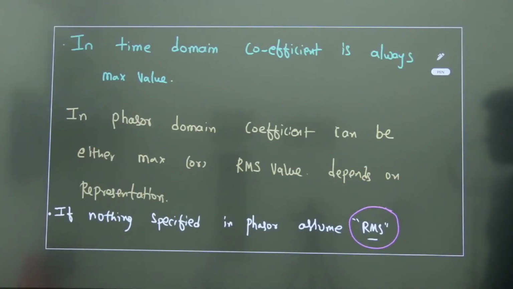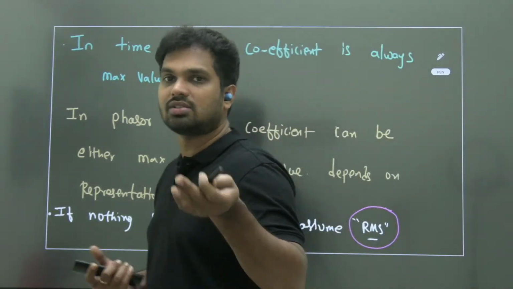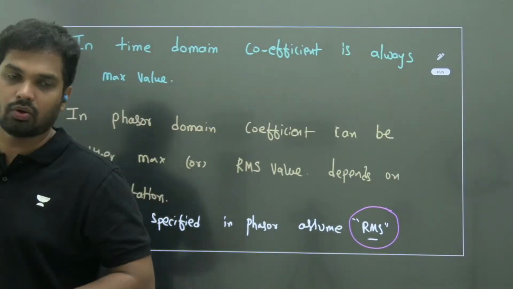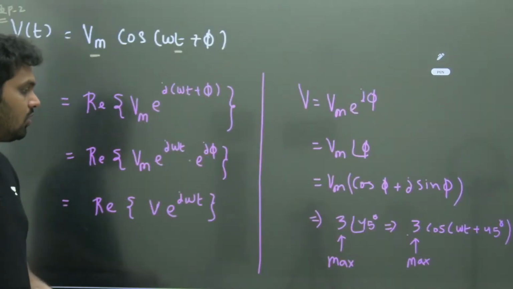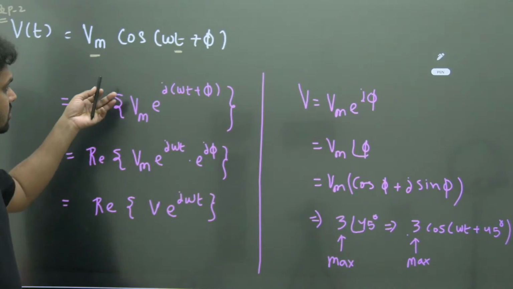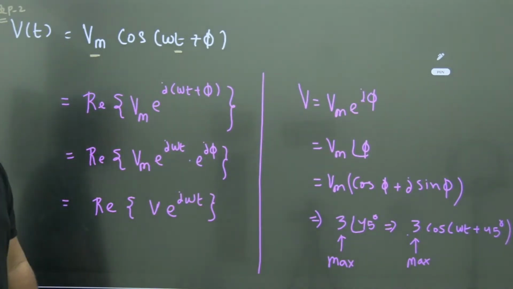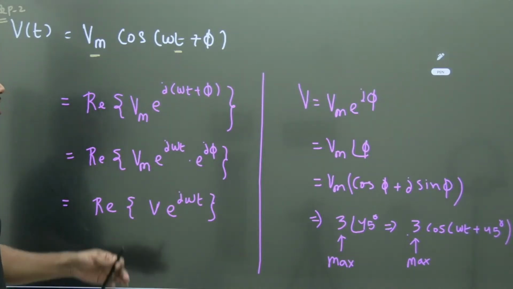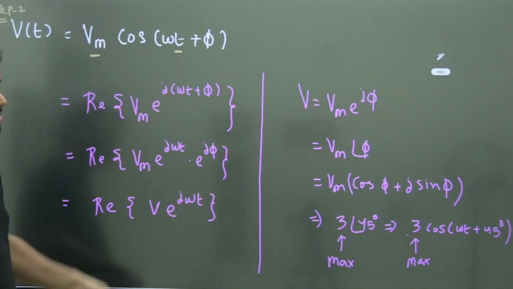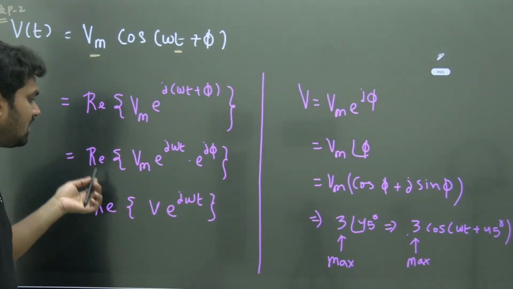So if the examiner specified nothing, we always take the coefficient in the phasor domain as the RMS value for safety. By default we assume cos and represent. Sometimes you can represent sine also, because cos can be converted into sine, and sine can be converted into cos, by addition or subtraction of 90 degrees. So you can convert any signal into cos and represent it one way. Otherwise, you can directly represent sin also, but assuming it as an imaginary format.